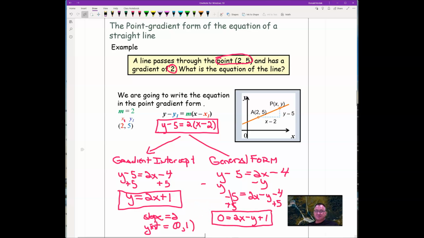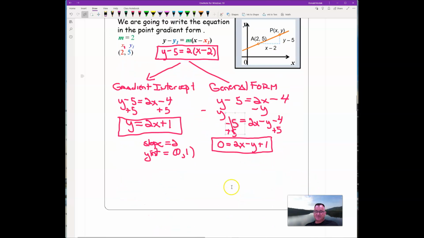In this case, the a value is 2, yes, that's an integer. The b value, which is on the y, that's negative 1, yep, that's an integer. And c is equal to 1, those are all integers.